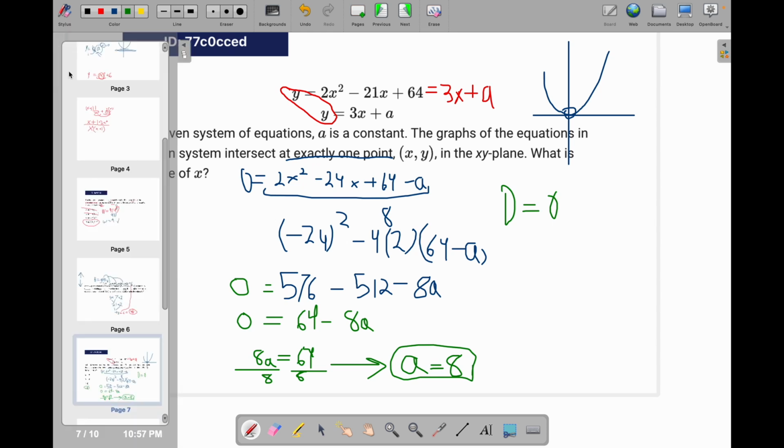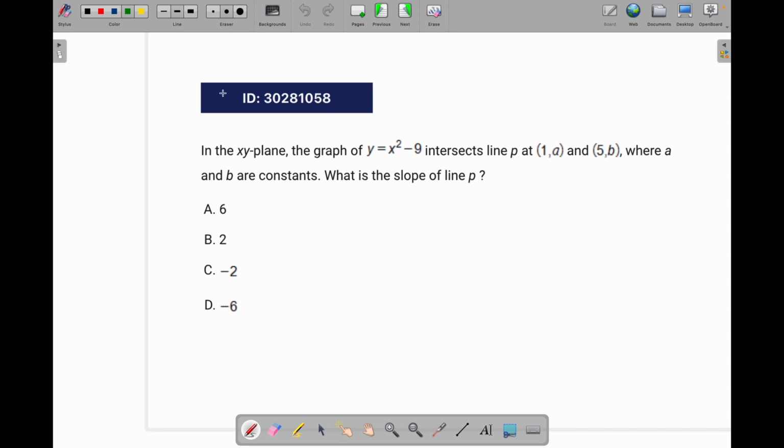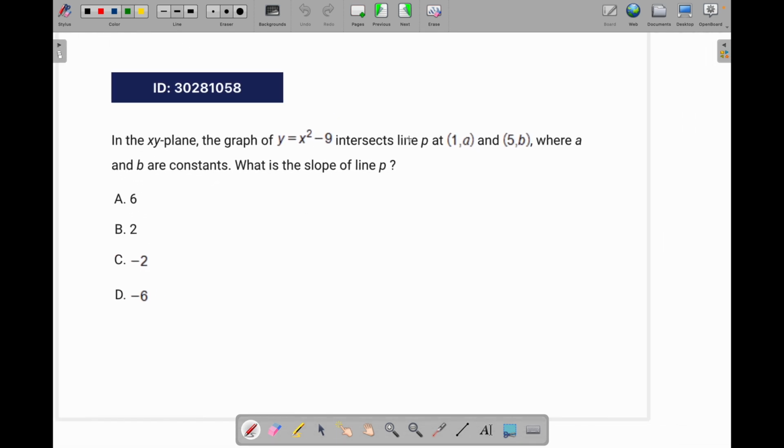All right, let's go to our page. Let's go to the next one. In the xy plane, the graph of x squared minus 9 intersects line P at (1, a) and (5, b), where a and b are constants. What is the slope of line P? I'll give you all a second to read, go over this, and get an answer. So, go do that.